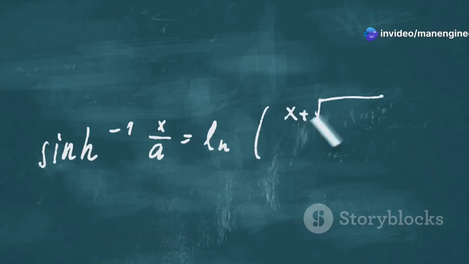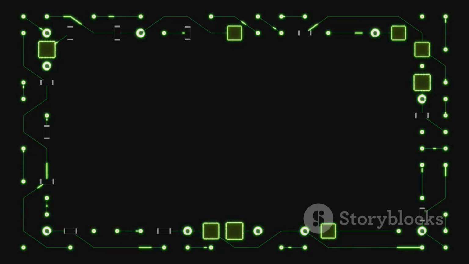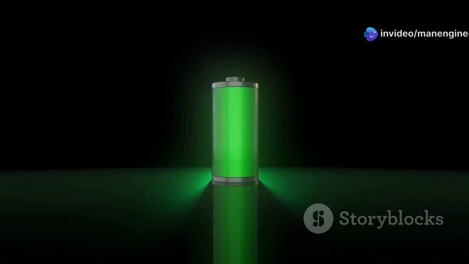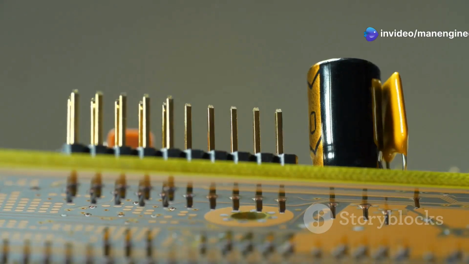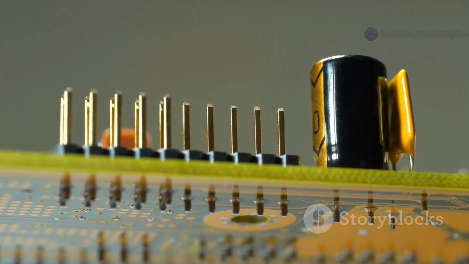Kirchhoff's second great contribution is Kirchhoff's voltage law, or KVL. This law deals with the conservation of energy in an electrical circuit. It tells us that if you trace any closed loop within a circuit and sum up all the voltage rises from sources like batteries, they must be equal to the sum of all the voltage drops across components like resistors.